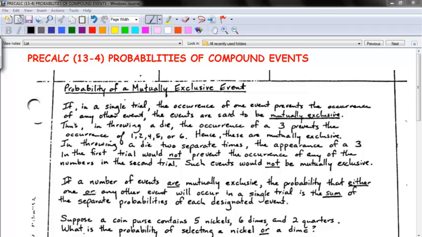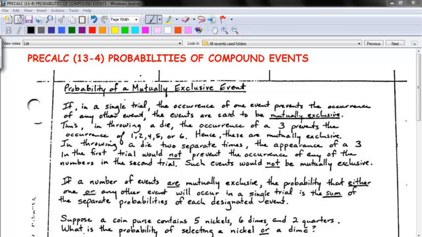Okay, this section is called Probabilities of Compound Events. If it was me, I would change the title to something like Probability of Mutually Exclusive and Mutually Inclusive. So basically on that handout, let's go through the examples.